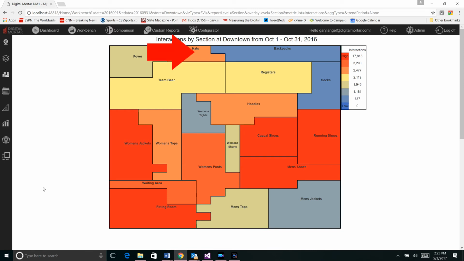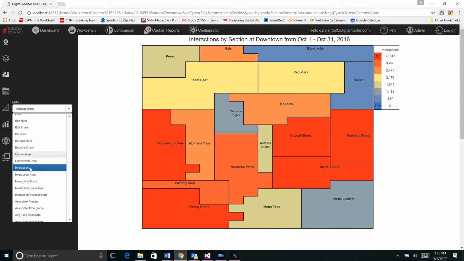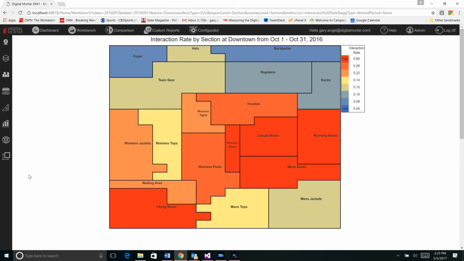Hats and backpacks drop some, women's jackets goes up. Shoes and fitting rooms are, of course, quite interaction intensive. But that can be deceiving. After all, it's where most of the customers are. What if, instead of looking at interaction counts, I look at interaction rates? In other words, how often per visit to an area does an interaction occur?